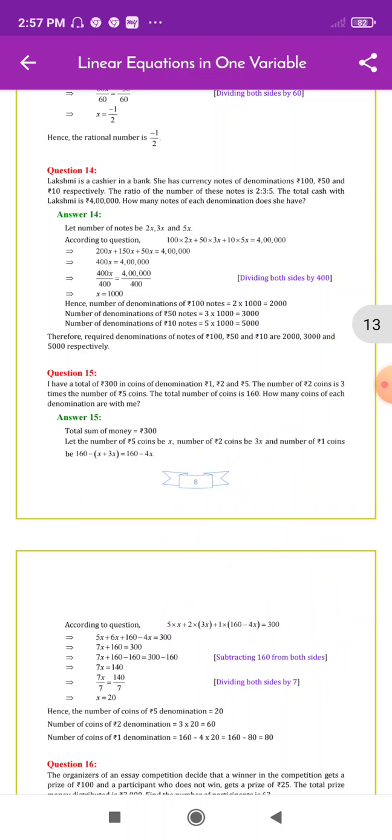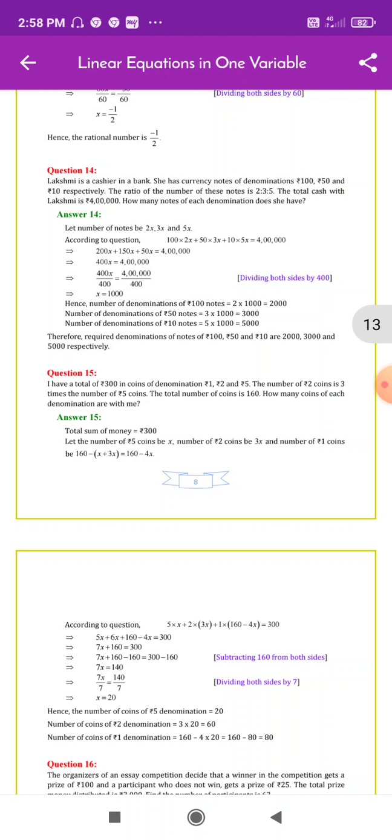Now what we have to do, we have to just multiply the numbers of denominations, that is 100 notes, that is 2 into 1000, and 50 notes 3 into 1000, and 10 notes 5 into 1000. Now you came to know how many 100 notes, 50 notes and 10 notes there were, yes or no student?